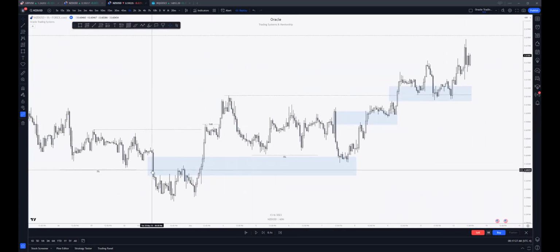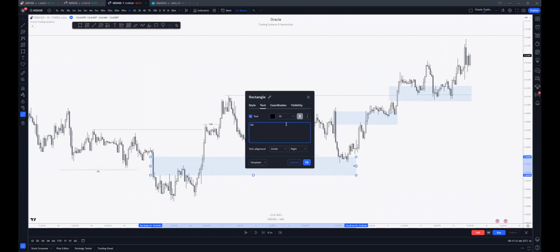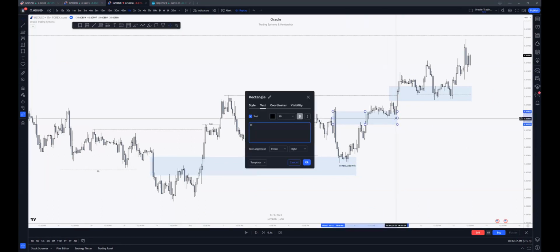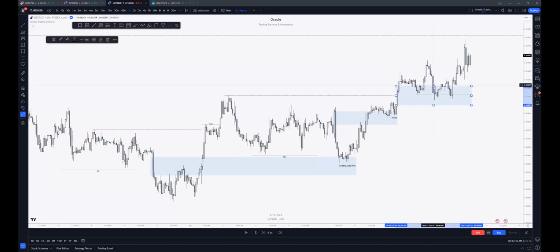Okay. So this looks all good. We're gonna start to write this H4. H1 breaker. And this is an H4 FEG. Okay, I'm just going to refine this here on the H1.